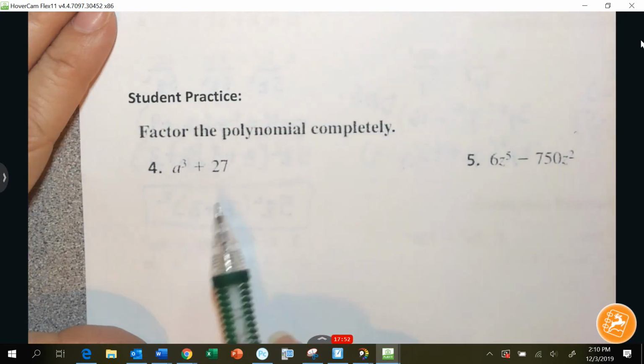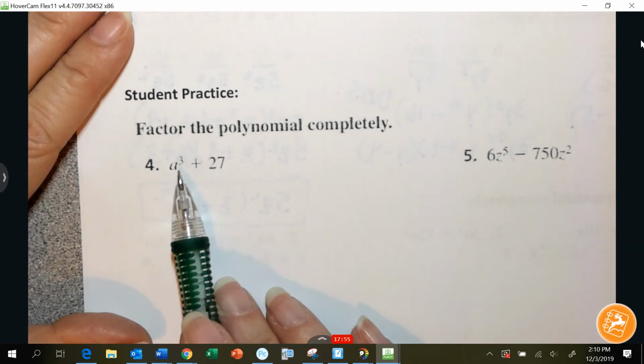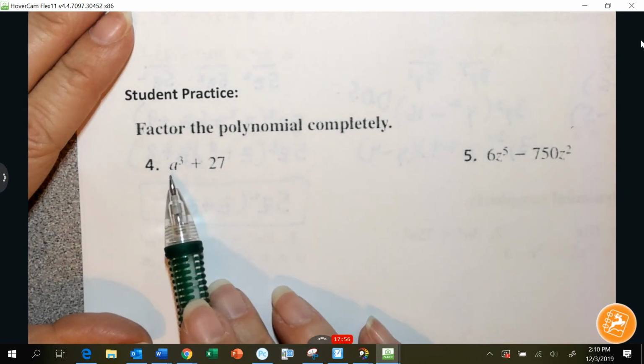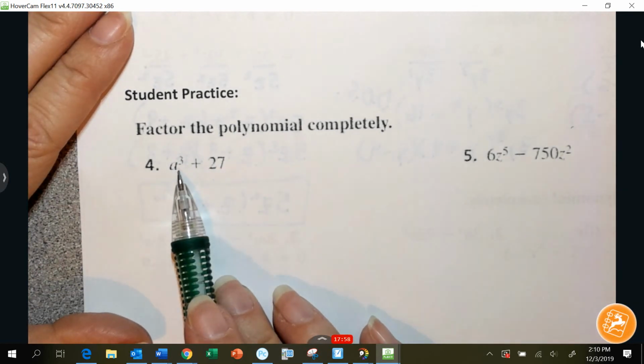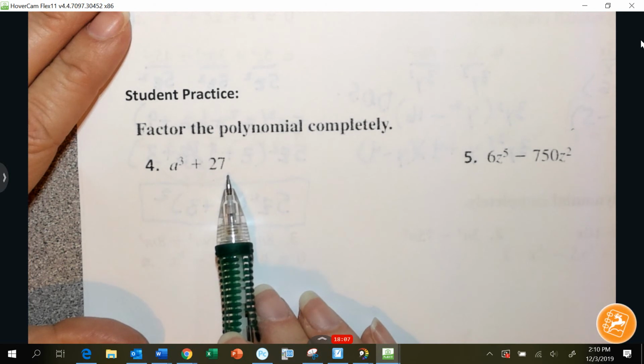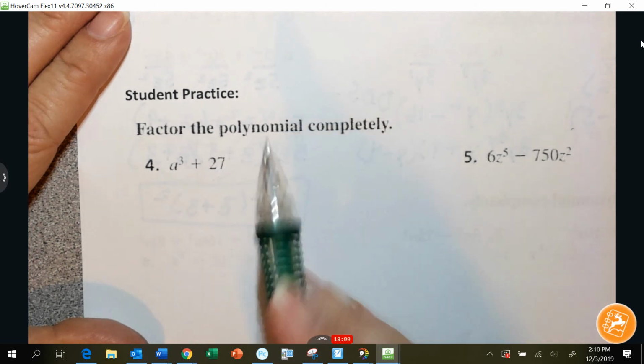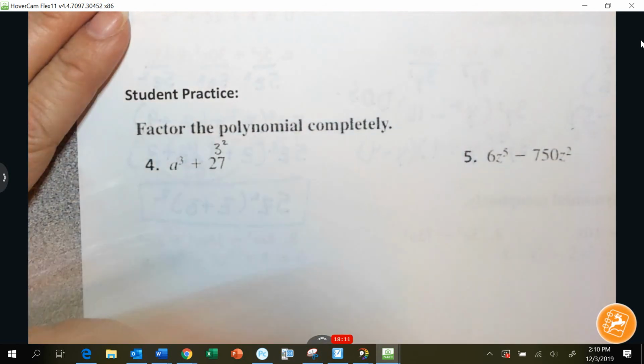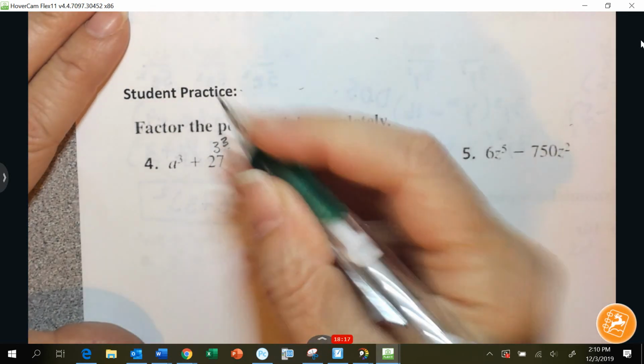Okay, we're going to look at number 4, and we're going to see a cubed plus 27. Is a cubed a perfect cube? Yes. Is 27 a perfect cube? What cubed is 27? 3. That's 3 cubed.